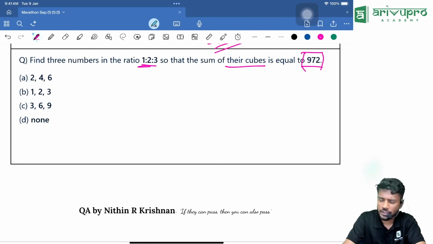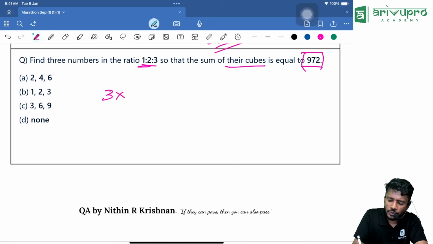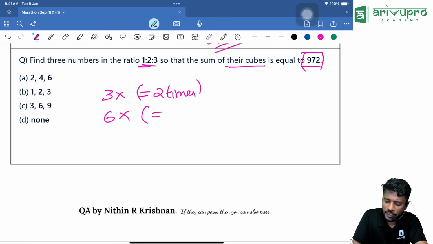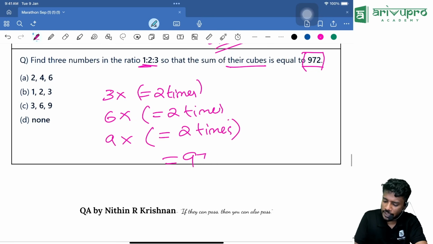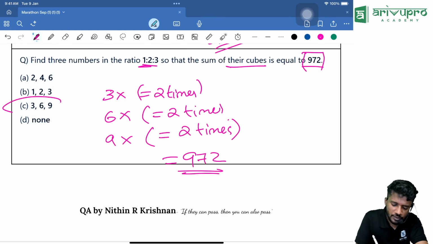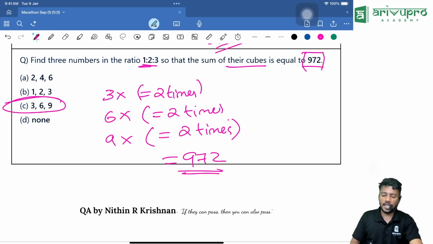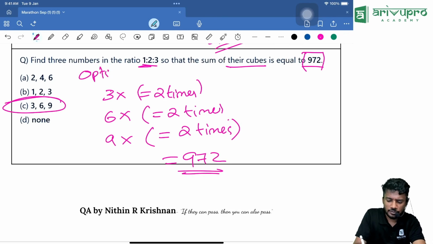Third option: just cube and check. So 3 cubed is equal to how many times? 2 times. Then 6 cubed is equal to how many times? 2 times. Finally, 9 cubed is equal to how many times? 2 times. So how much are you getting? 972. That means option C is our answer. Just option hit. That's all.